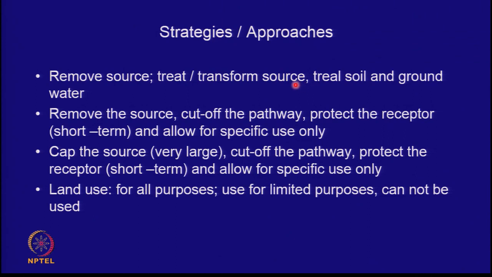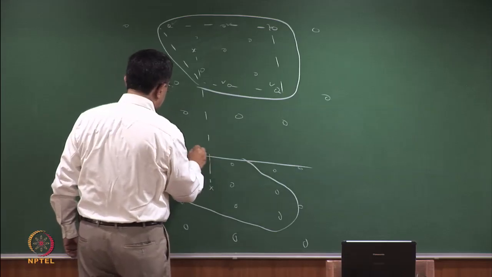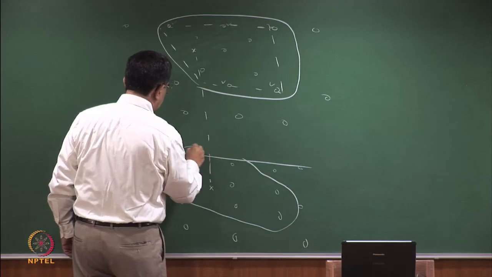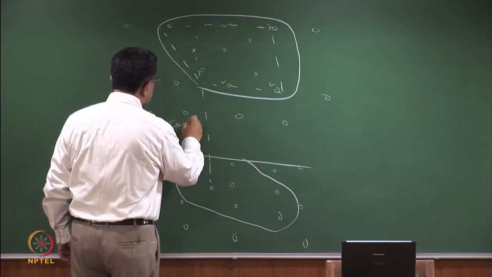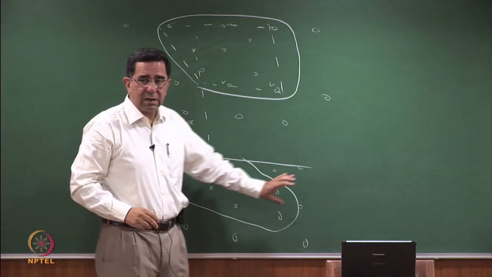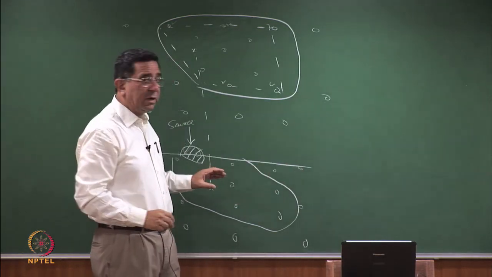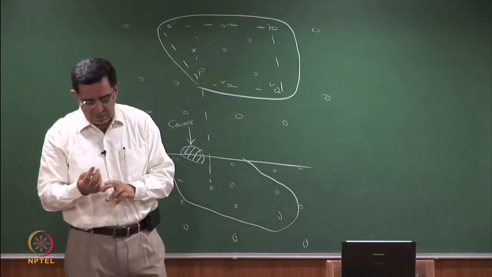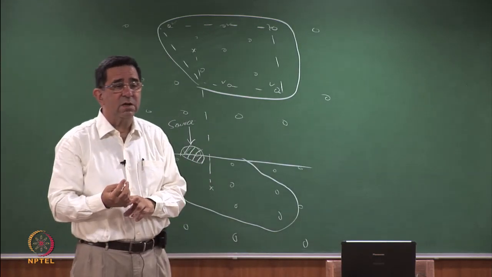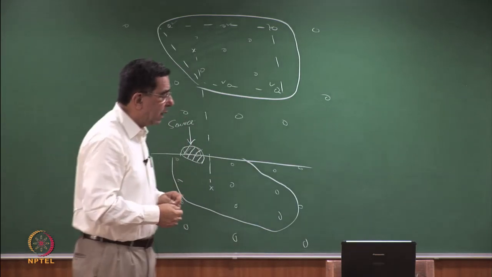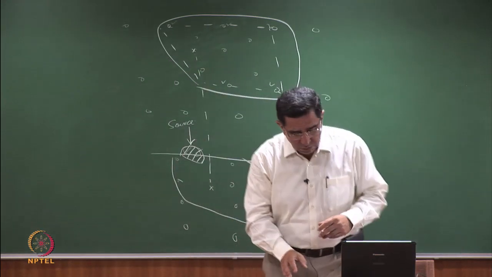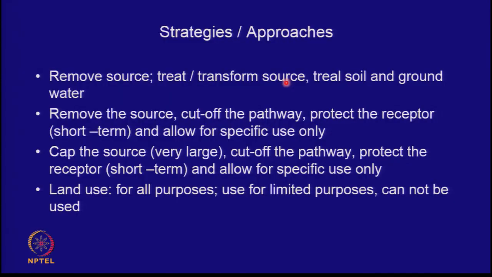Then along with the source, the soil and groundwater will also have to be treated. So suppose the source was somewhere here, or maybe it was partly below the ground, partly above the ground. So this has to be tackled, and all this zone has to be tackled. So is it an issue of tackling the liquid phase? Is it an issue of tackling the solid phase? Or is it an issue of tackling the 3 phase? Because there may be a vadose zone in between as well. So you will remove the source, treat the source or encapsulate it or transform it. You'll treat the soil and you'll treat the groundwater.